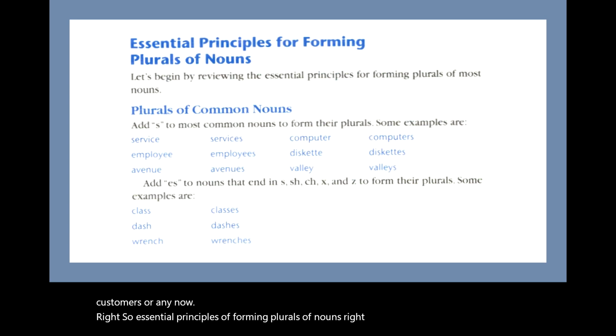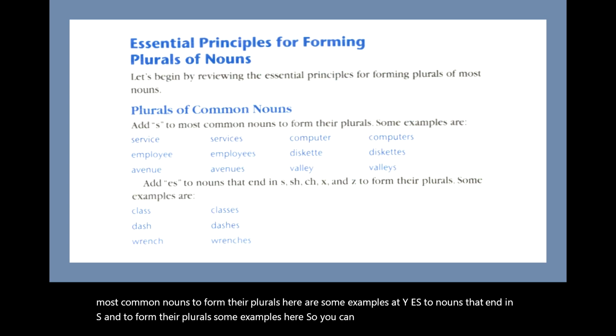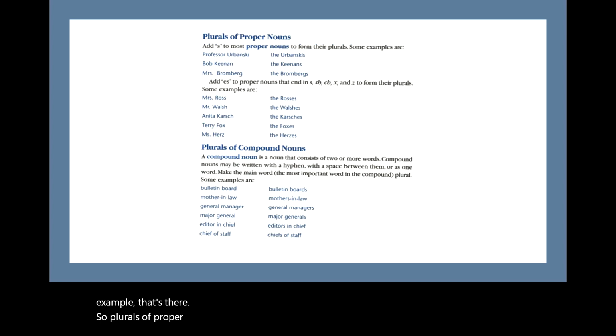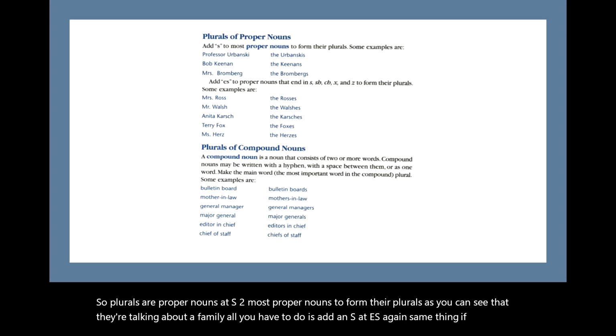Plurals of common nouns: add S to most common nouns to form their plurals. Here are some examples. Add ES to nouns that end in S to form their plurals. Some examples here. So you can stop and look and read every single example that's there. So, plurals of proper nouns. Add S to most proper nouns to form their plurals. As you can see, if you're talking about a family, all you have to do is add an S. Add ES, again the same thing, if the noun ends in S, and so on.